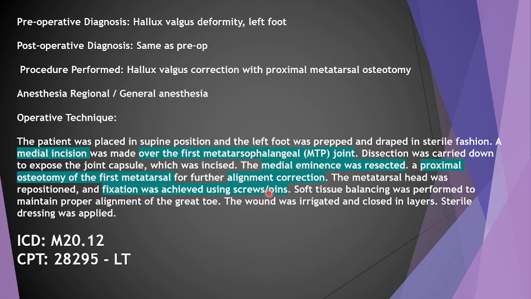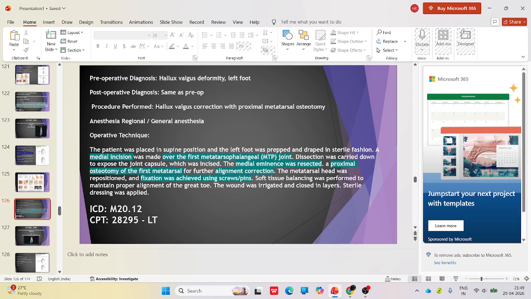So we'll see one op report for this procedure, 28295. The diagnosis is hallux valgus deformity and the procedure performed is hallux valgus correction with proximal metatarsal osteotomy. Anesthesia given is general anesthesia. The patient was placed in supine position and the left foot was prepped and draped in sterile fashion. The first key point: a medial incision was made over the first metatarsophalangeal joint. After that, the dissection was carried down to expose the joint capsule, which was incised.